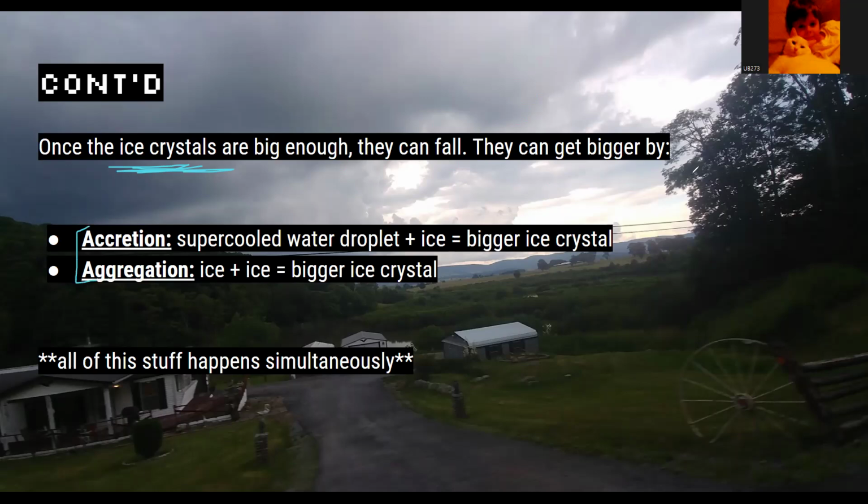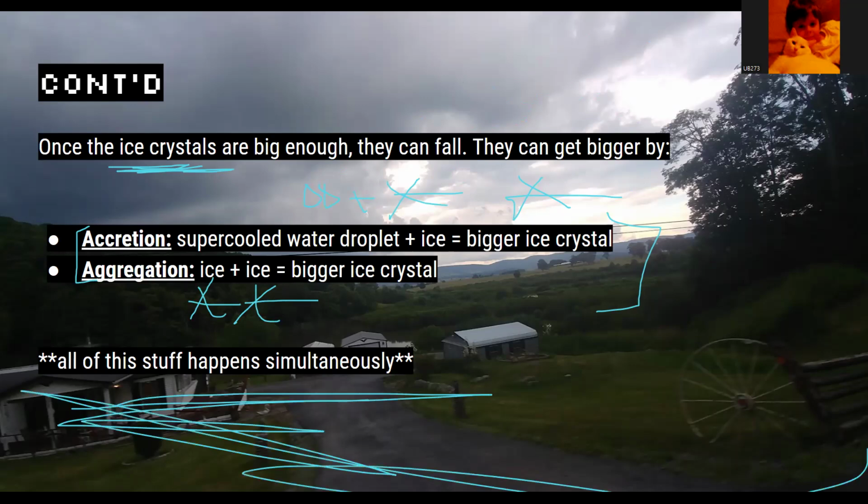There are two primary ways that they can get bigger. The first is called accretion, and it's very simple. We just have supercooled water droplets, and we combine that with ice and we get a bigger ice crystal. Aggregation is ice already combining with ice. So we've got accretion and aggregation. It's pretty simple, right? All this stuff that we've just talked about happens all at once, and then eventually this is getting big enough, it's falling, and we have precipitation.